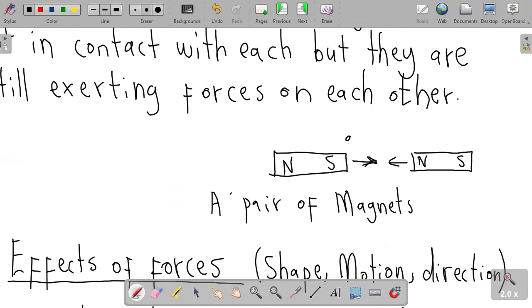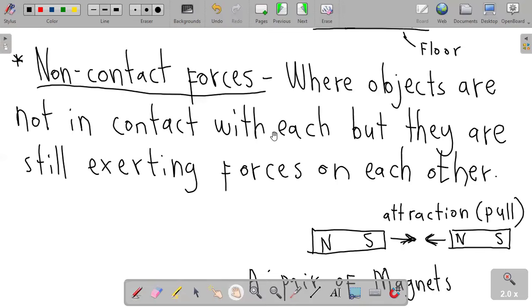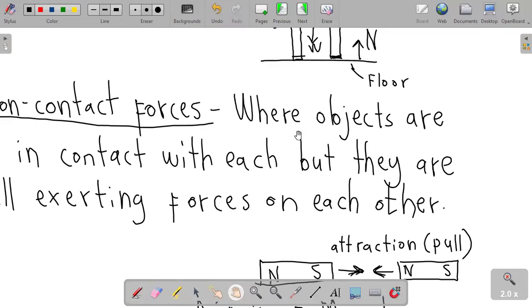So in this case, there will be attraction, which is a type of force, meaning there will be a pull. If there were the same poles here, there would be a push. If there was a north and a north facing each other. So what I want to show you here is that in each case, I gave you one example.